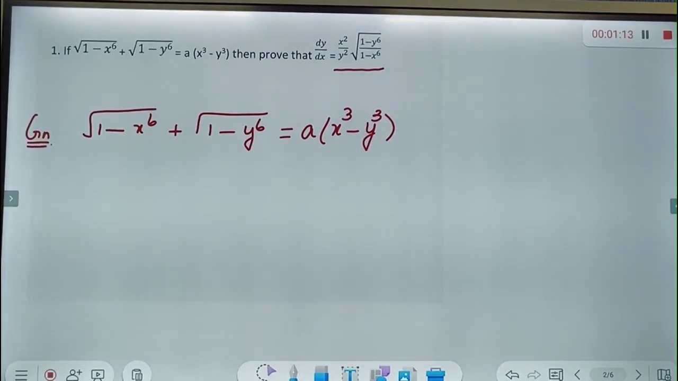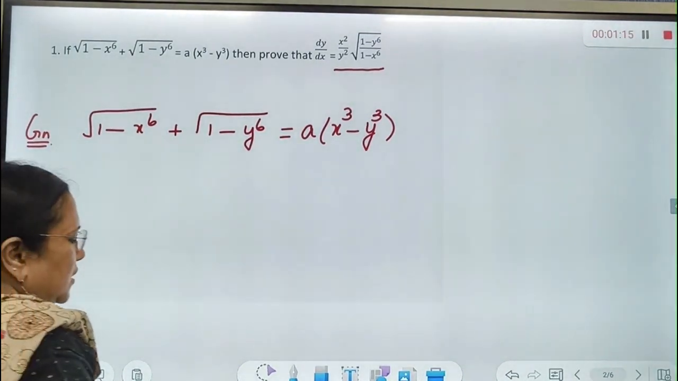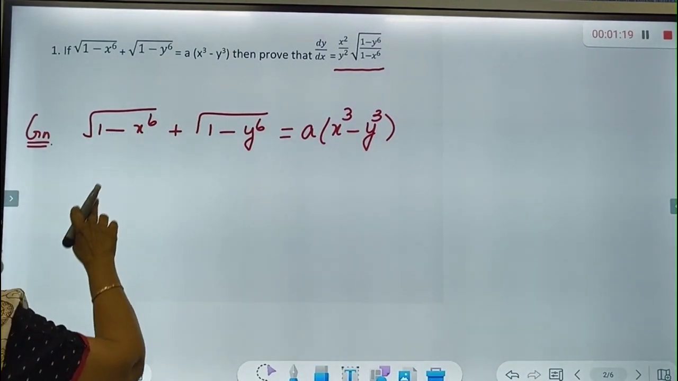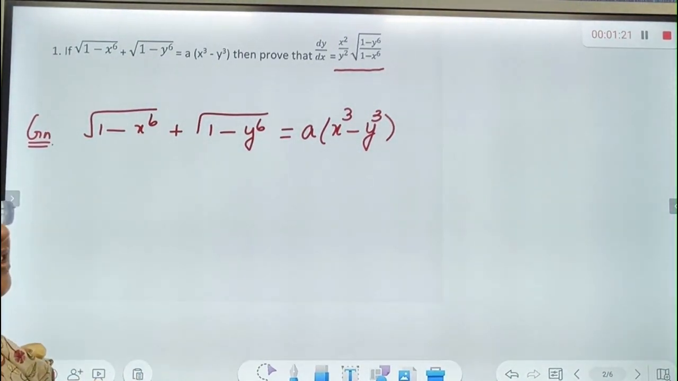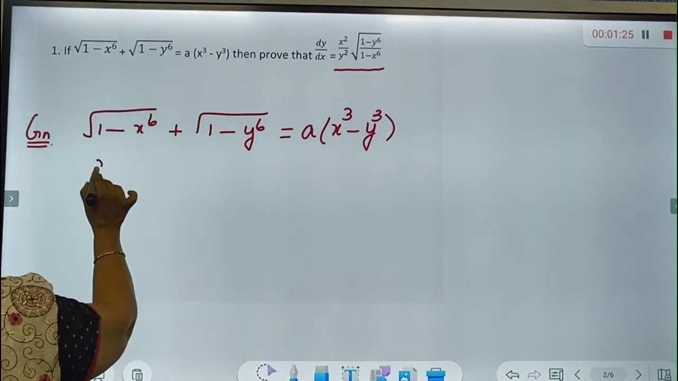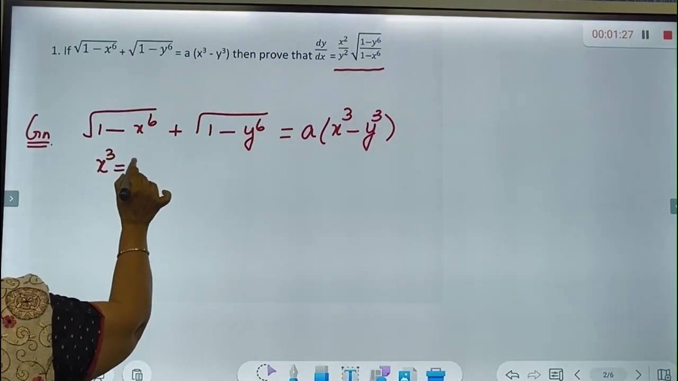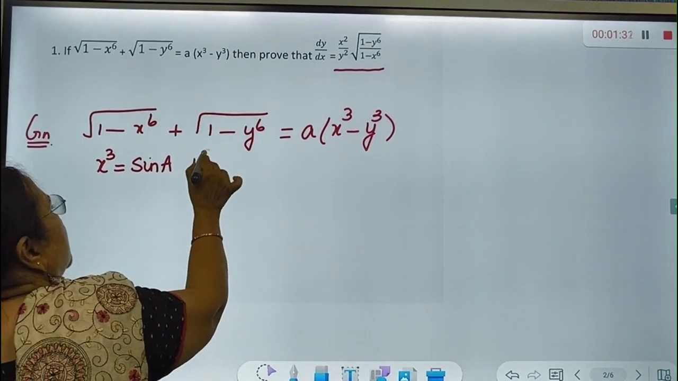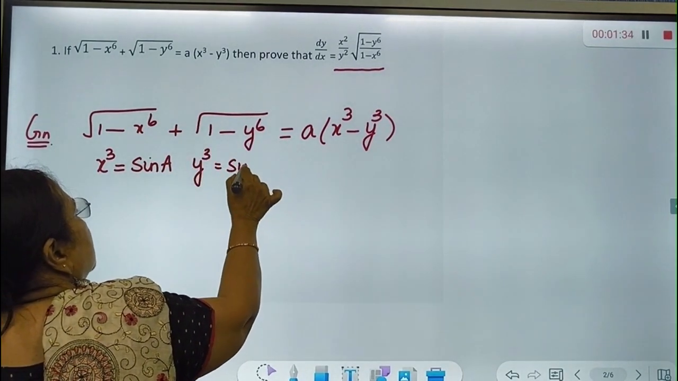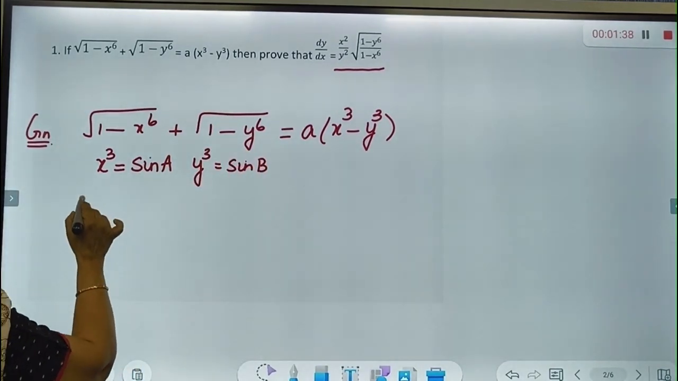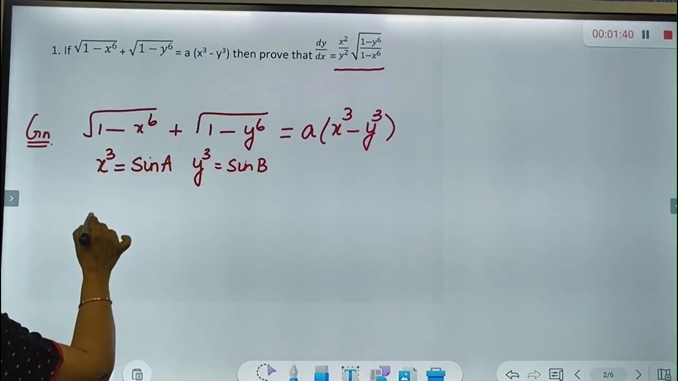So we are going to make a substitution x cube equal to sin a, because I want to use the fact that root of 1 minus sin square theta is cos square theta. So I can call x cube as sin a and y cube as sin b. Then what will happen to the given data?